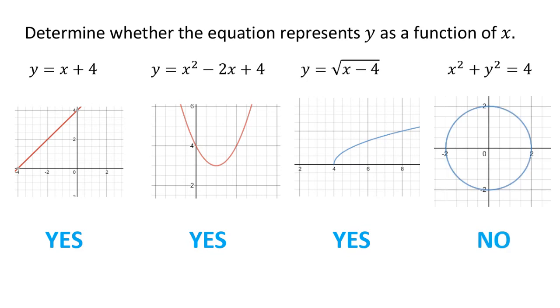Okay. How about this last one? Oh, we just saw this, right? This is, I guess you can call it, the general form of a circle, where our center is at the origin, at 0, 0. The h and k are 0. If we apply our imaginary vertical line test, our line would cross our graph twice. So it fails that vertical line test. So hence this equation is not a function. Okay.